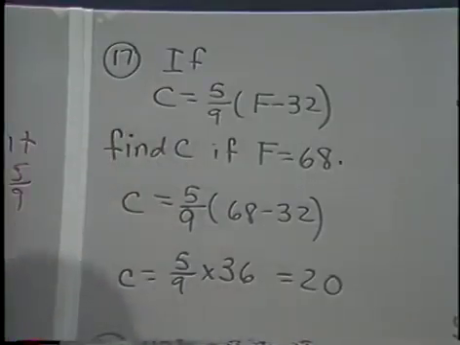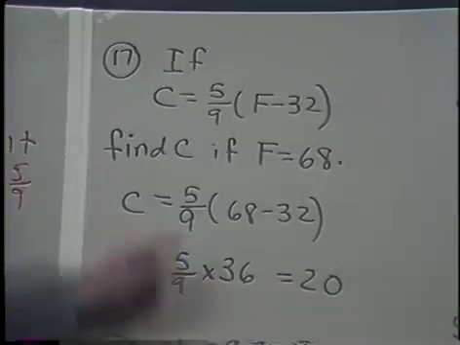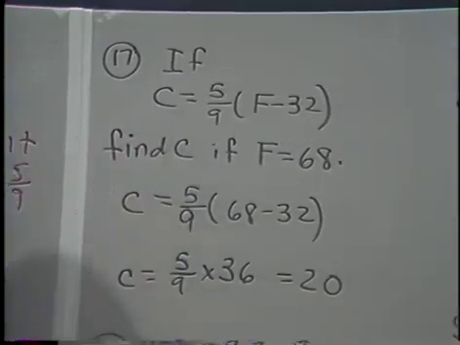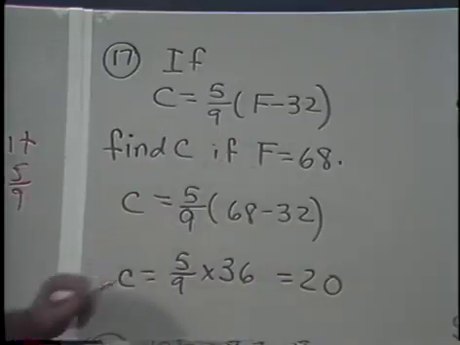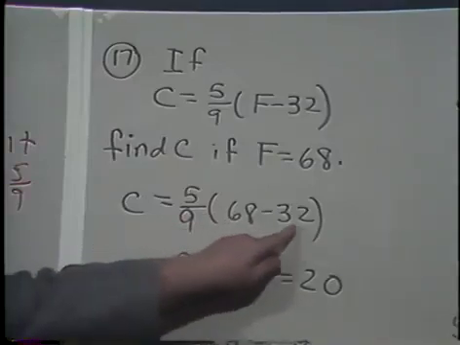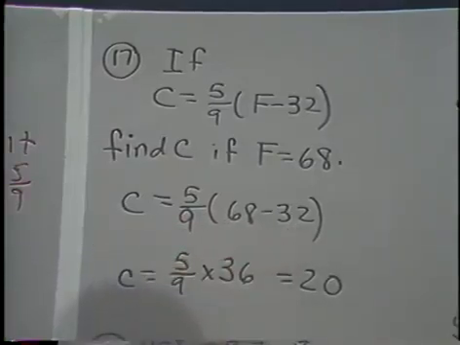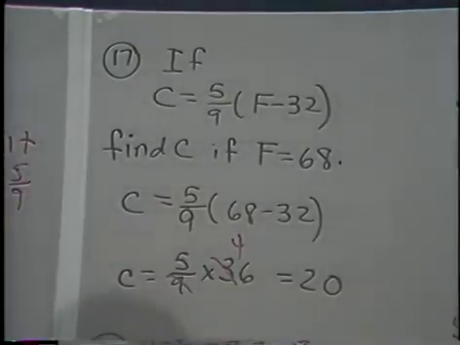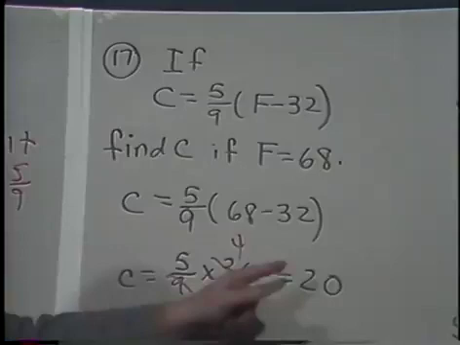I've had students say to me, I say to students, find C. The kid says, here it is, I found it. No, when I say find C, it means what is the value of C when F is 68? What do I do over here? I just replace the F by 68. 68 minus 32 is 36. 5/9 of 36 is 20. So when F is 68, C is 20.